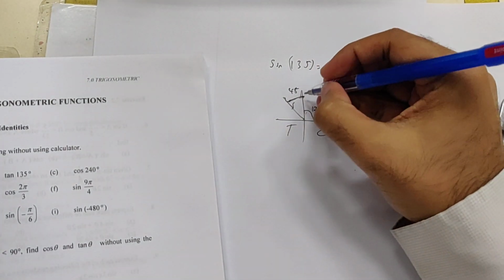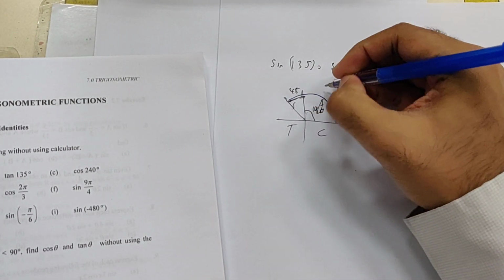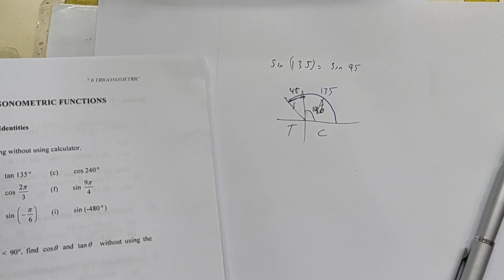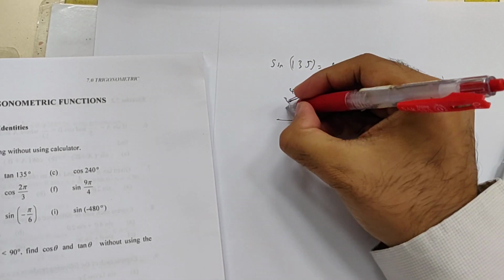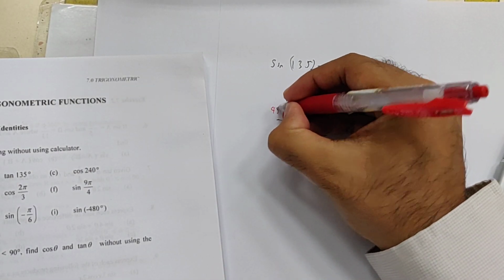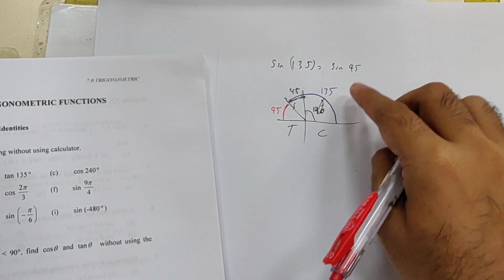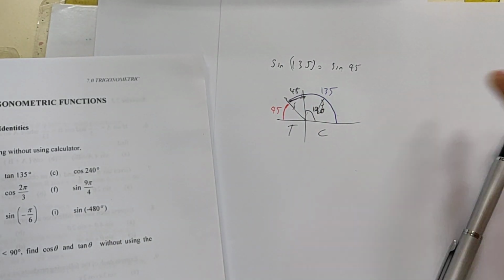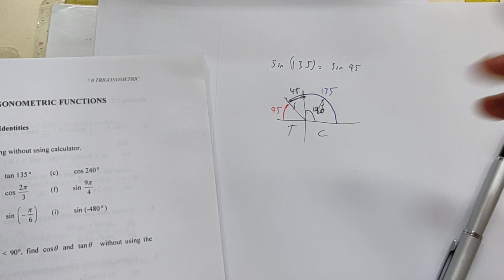Okay, you don't get it. Here is 135. So what's the partner over here? 45. So you minus it from 180. So sine 135 is sine 45. Sine 45 is what?